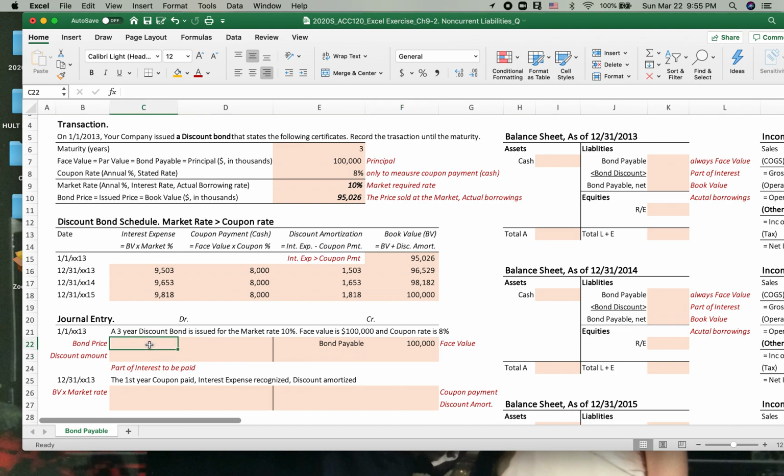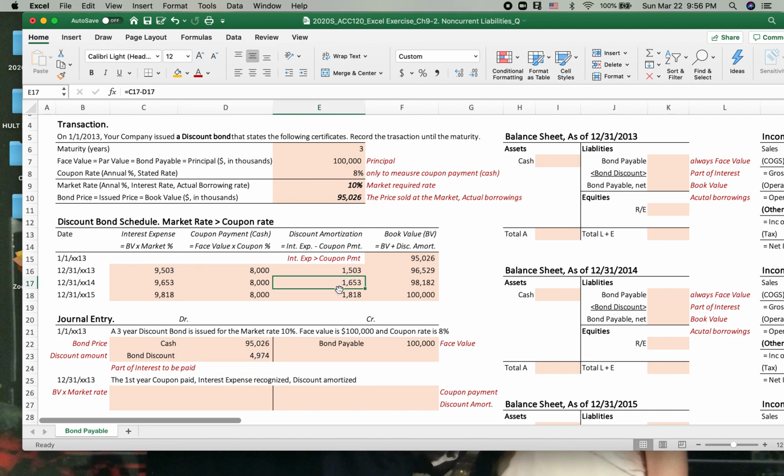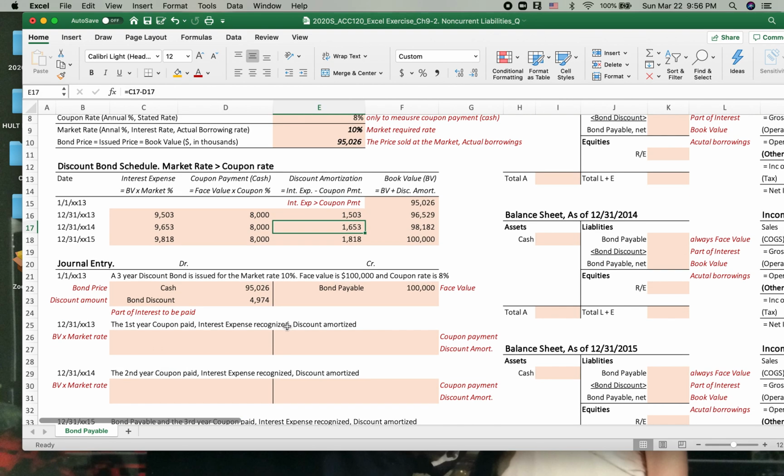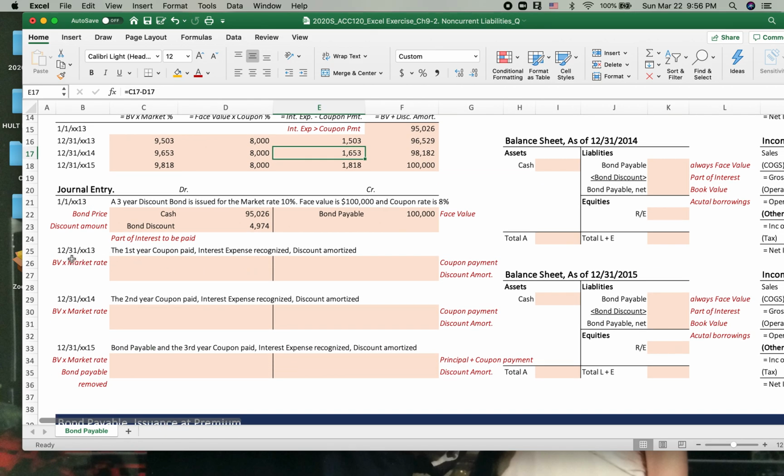The bond price the company received from the investor is 95,026. Then what is the difference between two? That is the amount of bond discount. So the difference between two is the discount. We will amortize this amount every year by recognizing interest expense greater than the coupon payment.